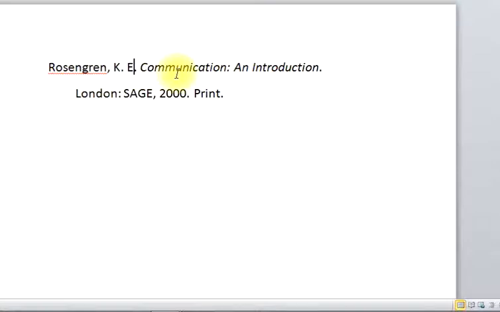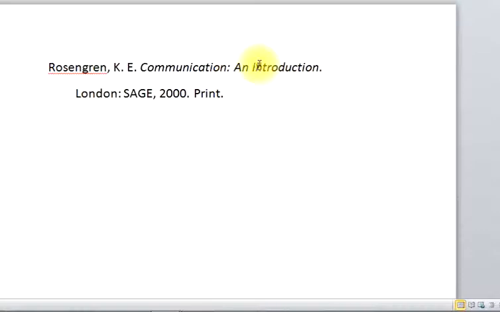Now APA does want the book's title capitalized, but they want it capitalized like a sentence. So in other words, you have the main title here and the subtitle here, a colon between them. The colon does not appear in the title of the book on the cover sheet, but you need to put that in. And since this is only one word, it's going to get capitalized. But let's look at this.